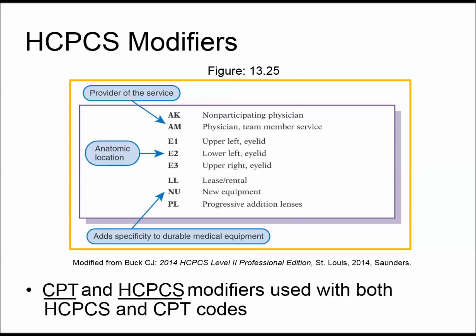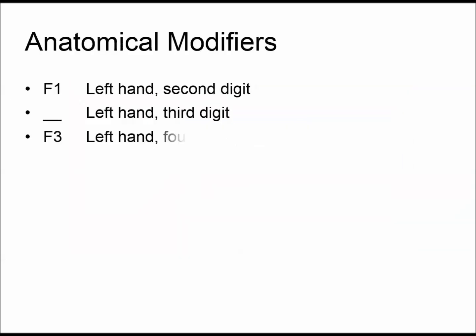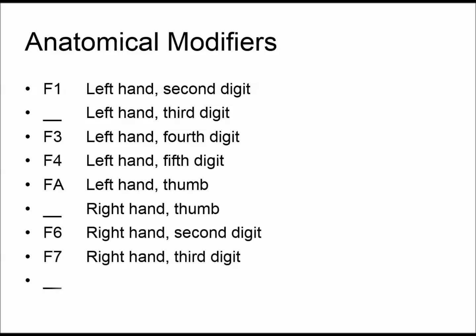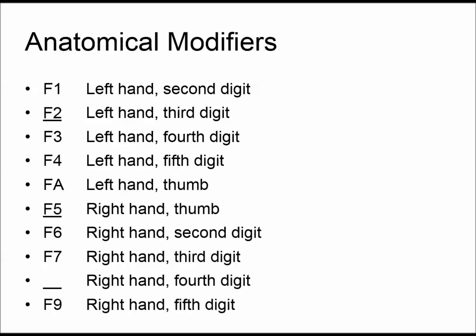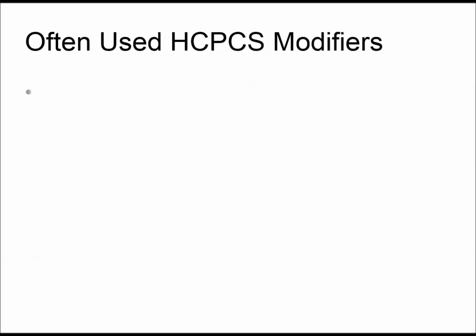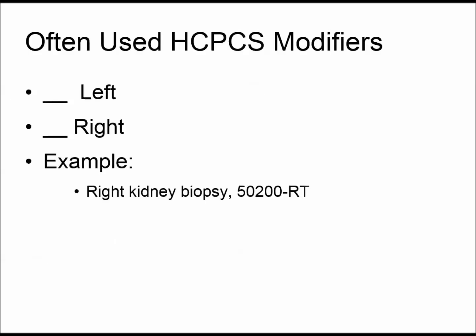Now, modifiers can be found, of course, in the indexes of the coding manuals. And there is a difference in CPT and also HCPCS modifiers. Anatomical modifiers are going to identify the anatomical site, and you would need to use them. Often used are modifiers to indicate the left and the right, and they would be LT or RT. So an example would be right kidney biopsy, 50200 RT. Left kidney biopsy would be 50200 LT.